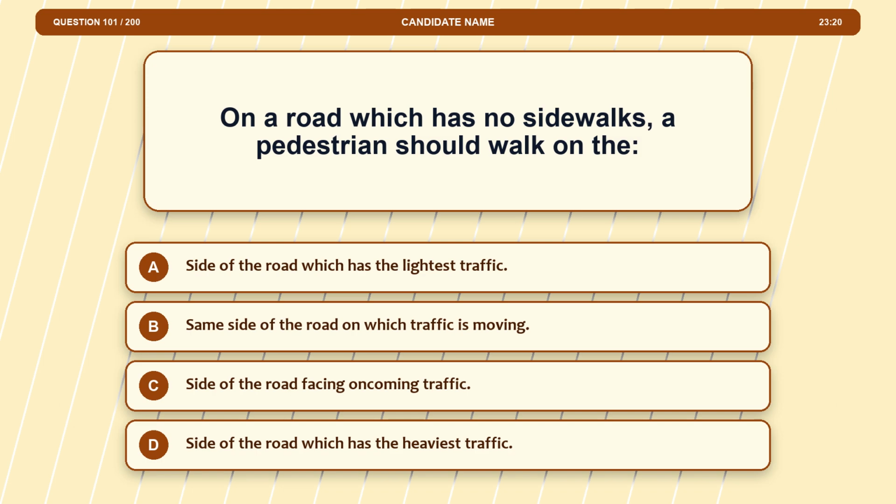Question 101. On a road which has no sidewalks, a pedestrian should walk on the Option A, side of the road which has the lightest traffic. Option B, same side of the road on which traffic is moving. Option C, side of the road facing oncoming traffic. Option D, side of the road which has the heaviest traffic.